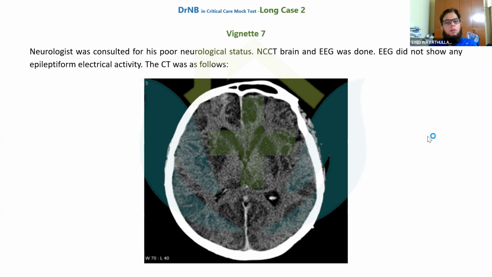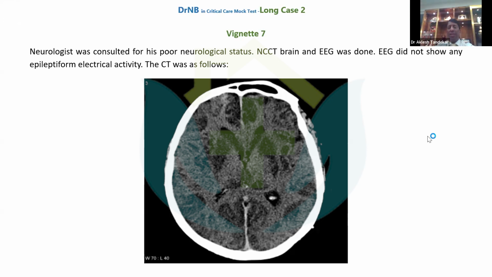So this is the non-contrast CT brain with loss of sulci and gyri. So it's consistent with cerebral edema, loss of gray-white matter differentiation. So I'm strongly suspecting hypoxic injury to the brain.